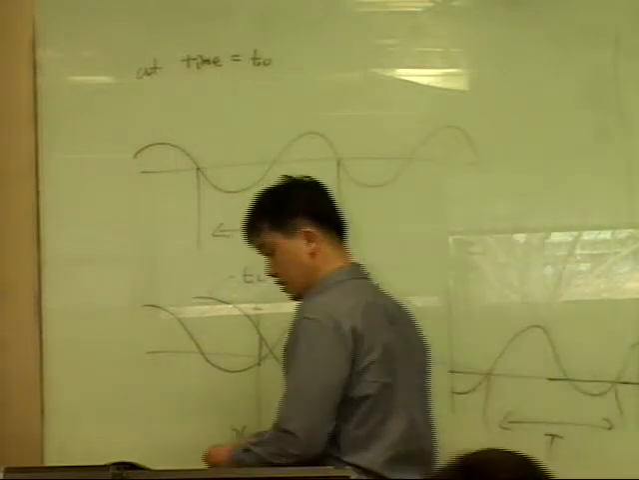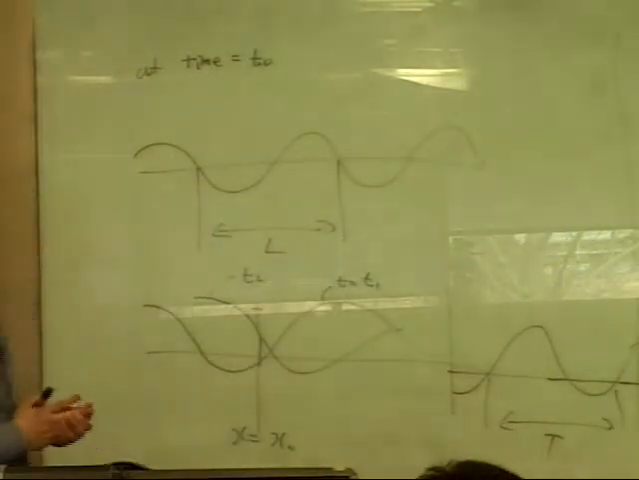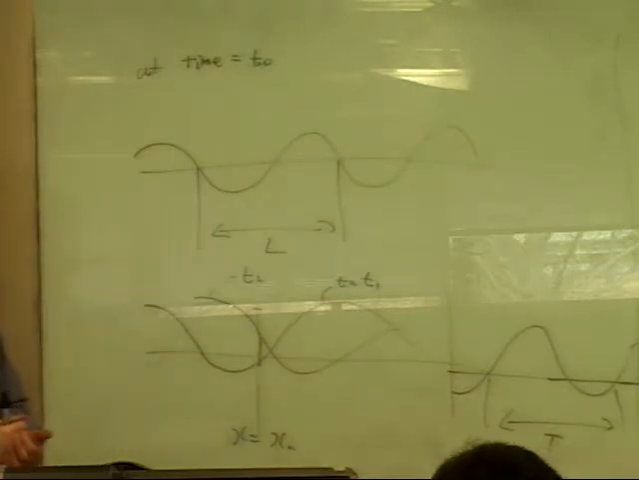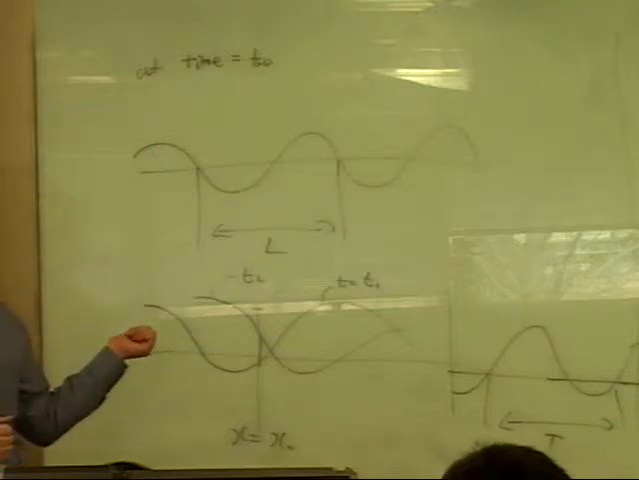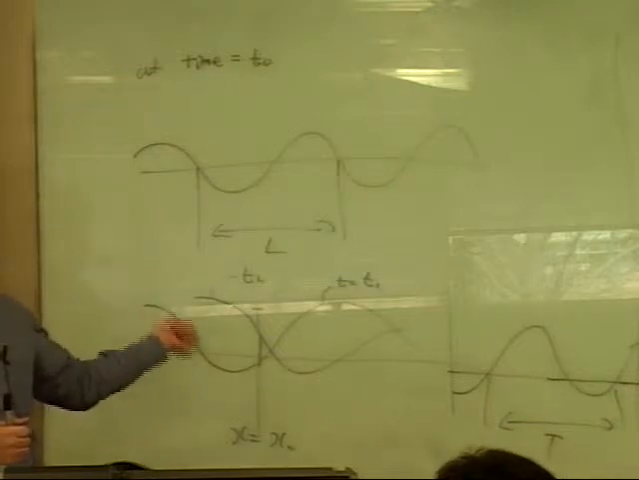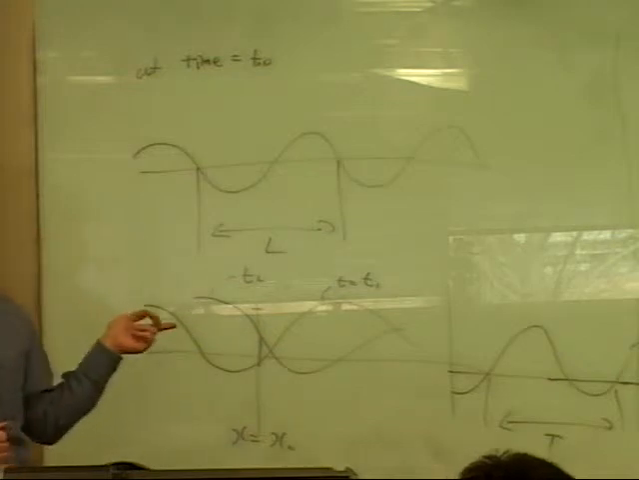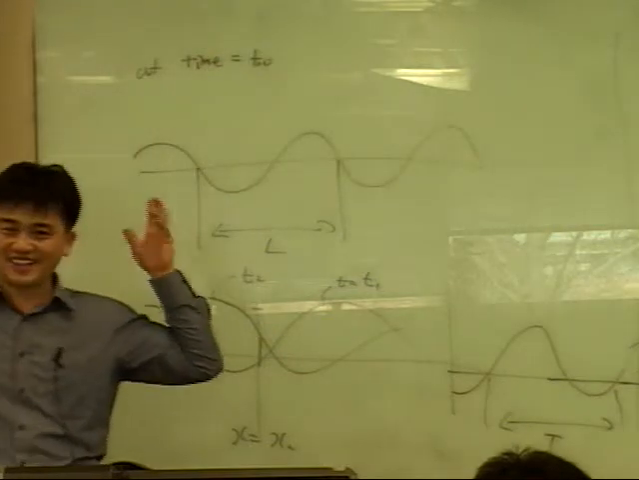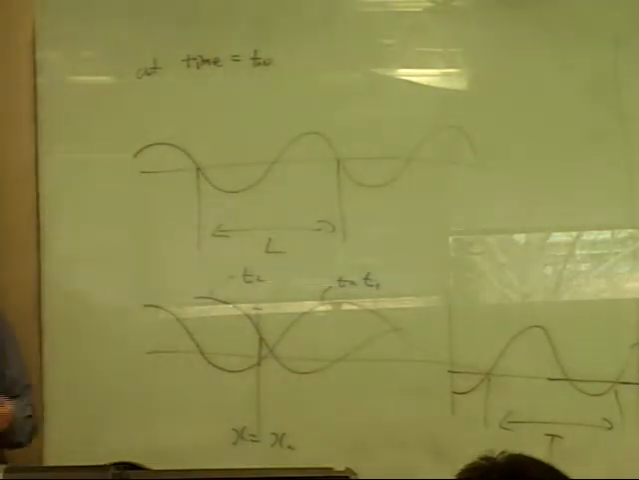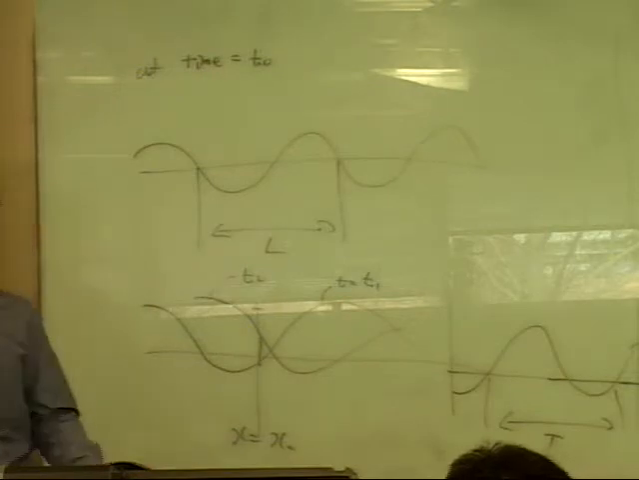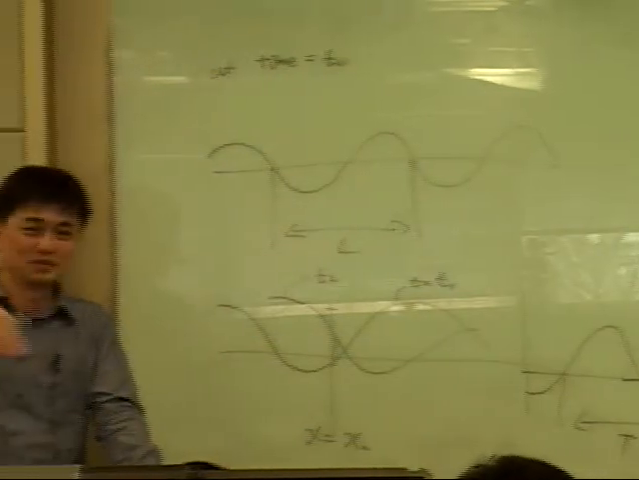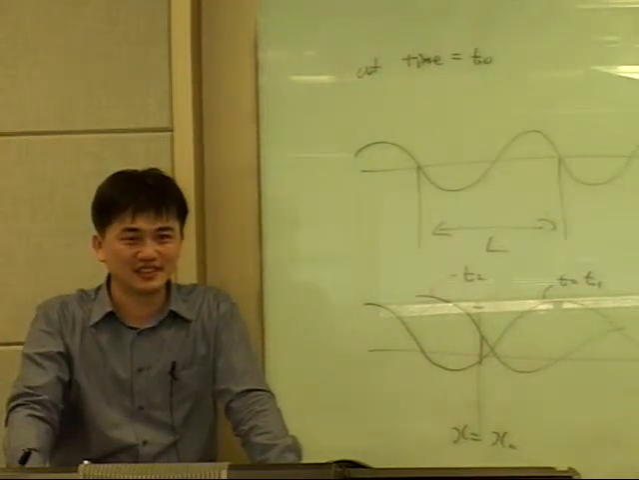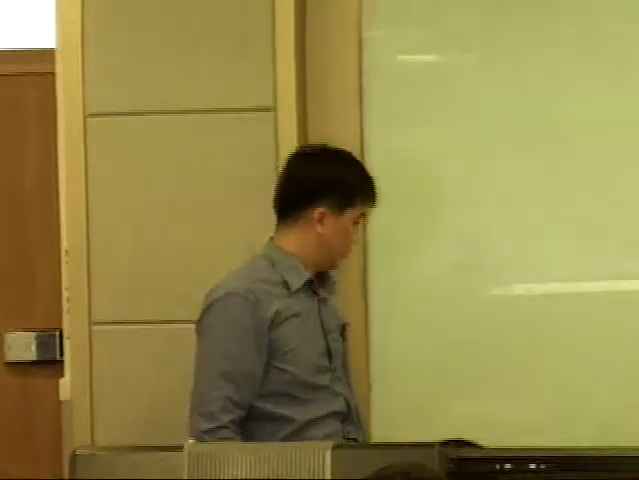I mean, if you fix the time you can get a wavelength. If you fix the position, you can get a frequency and period. Okay. Can you understand? A little bit confused? So, the wave is moving, but it's a sine shape. Okay, so let me continue.